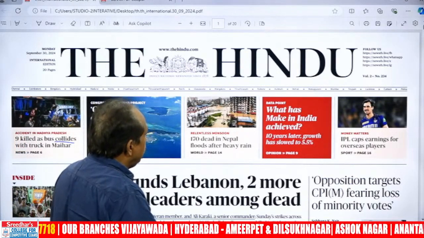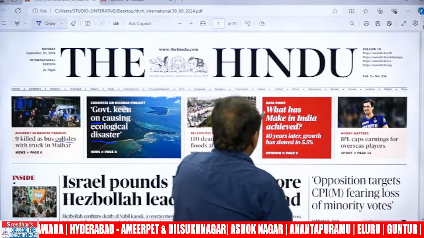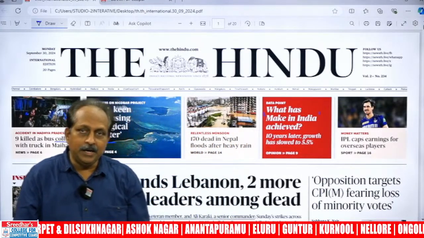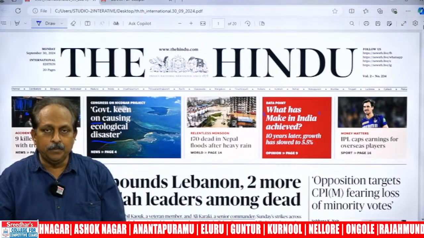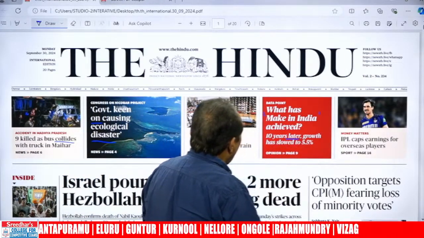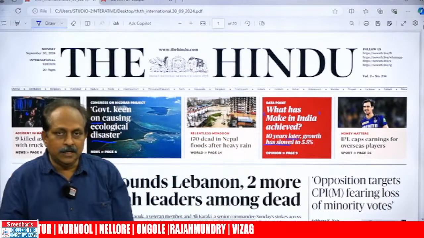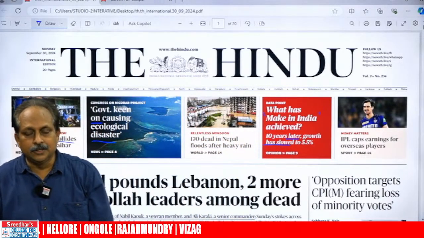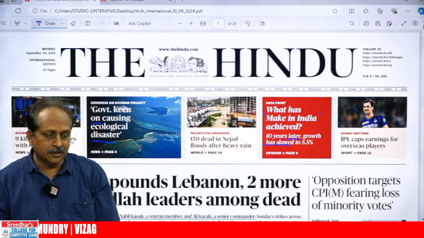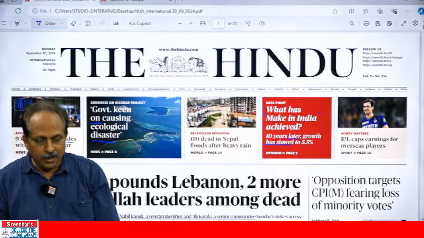What has Make in India achieved? Here you have to take these words. Make in India, they should have used inverted commas. What has it achieved? It is in present perfect interrogative form. 10 years later, growth has slowed to 5.5%. Has slowed. I always tell students, of all the tenses, the most important tense is the present perfect tense. Whether it is writing or speaking, we use present perfect quite often.